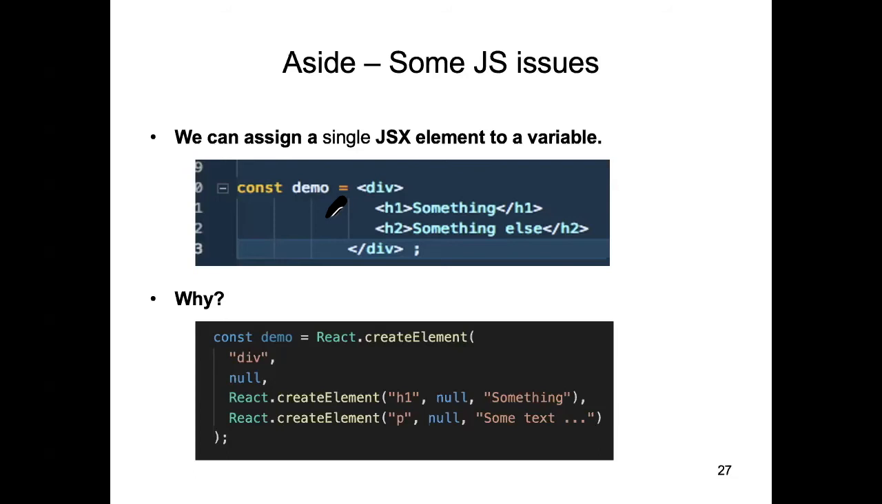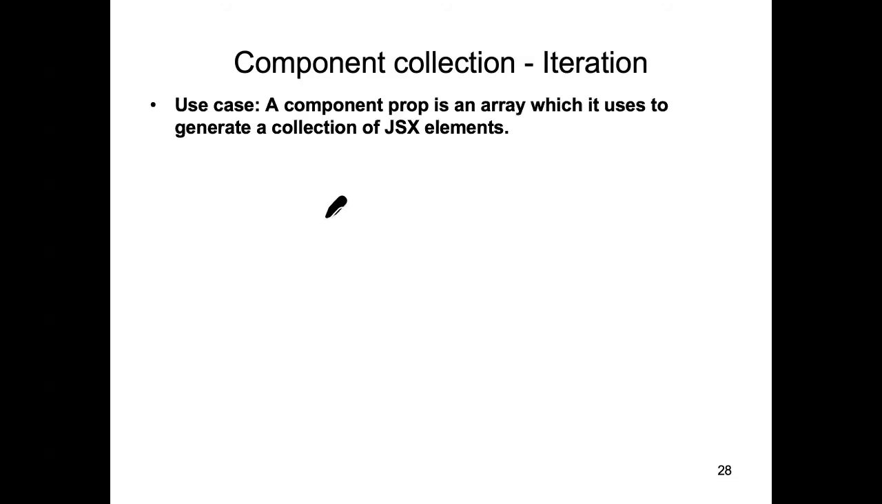Taking those three things on board, the next example, which is a pattern that we'll see quite a lot, is supposing I want to generate a collection of components, or I want to have an iteration of components. We've got a component and its prop is an array, which you've seen already, but we wanted to use that array in order to generate a collection of JSX elements.